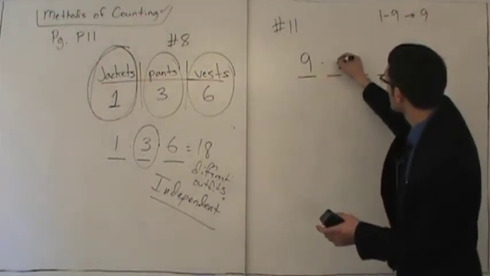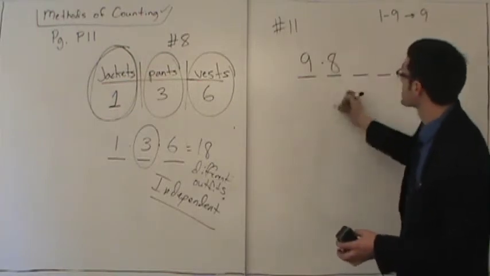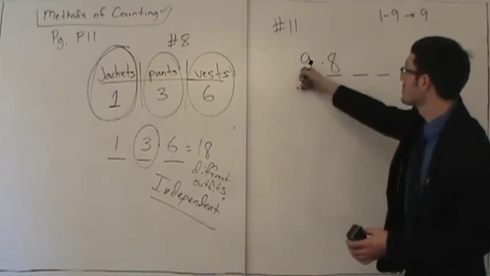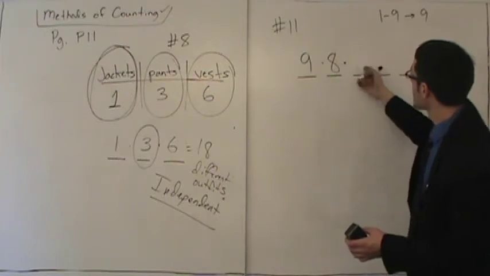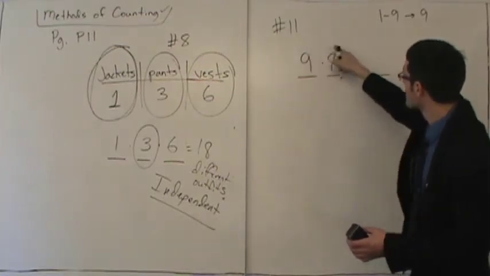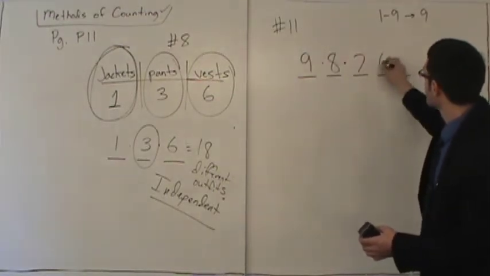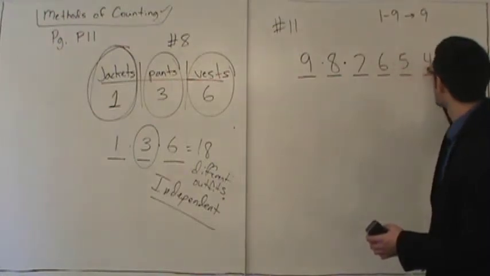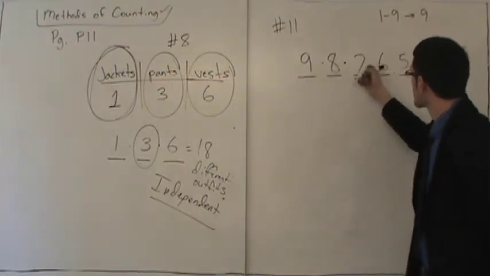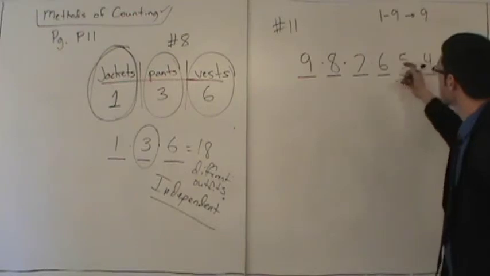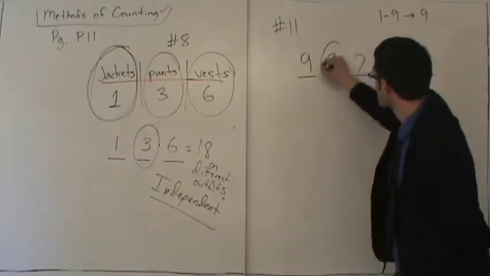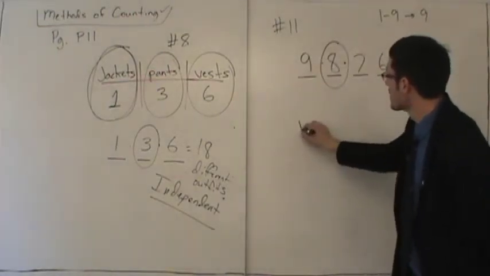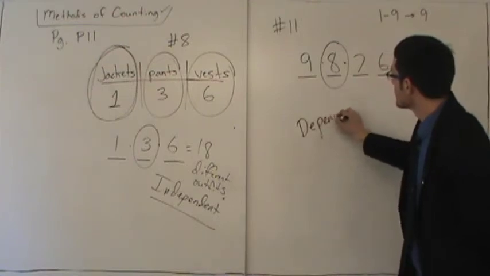So how many options are there for the second digit? There are only 8 options, because since she chose a digit, she can no longer use that digit again. And how many options for the third digit? After choosing the first and second digit, she only has 7. Then 6, then 5, then 4. So we have 9 times 8 times 7 times 6 times 5 times 4. Is this independent or dependent? Does the second choice depend on what she chose first? This is an example of dependent.